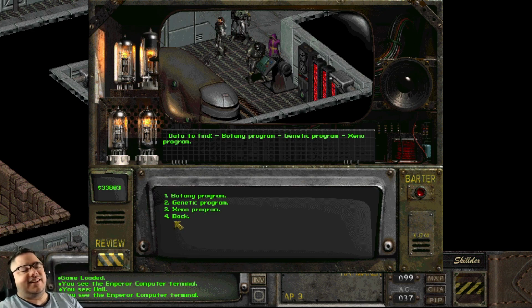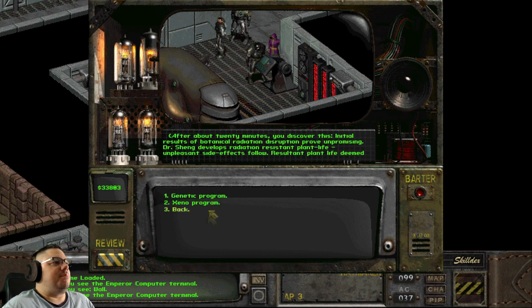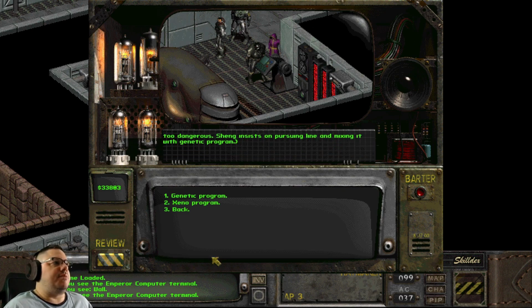Oh man. Alright, we're into some more lore, guys. Botany program. After about 20 minutes, you discover this. Initial results of botanical radiation disruption prove unpromising. Dr. Shang develops radiation-resistant plant life. Unpleasant side effects follow. Resultant plant life deemed too dangerous. Shang insists on pursuing line and mixing it with genetic program. Is this why we're seeing huge plants and stuff?